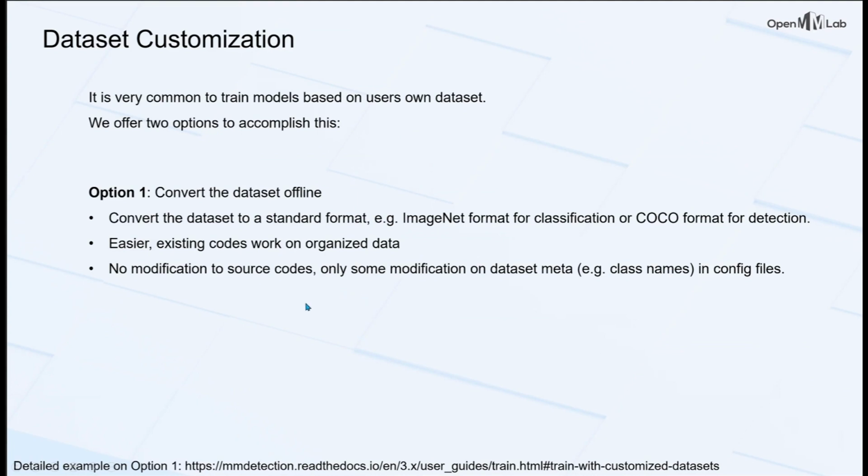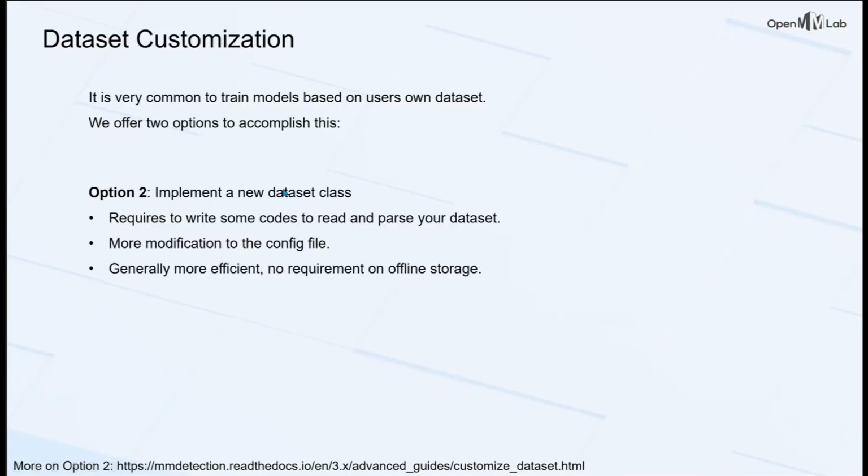Another option is to implement a new dataset class. This option requires you to write some code to read and parse your dataset, as well as some modification to the config file. This method is generally more efficient because you don't need additional storage to store the organized data. You can check this documentation site for more examples for these options.